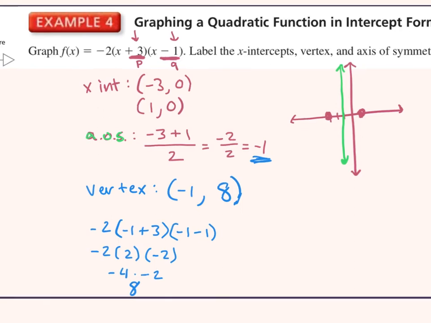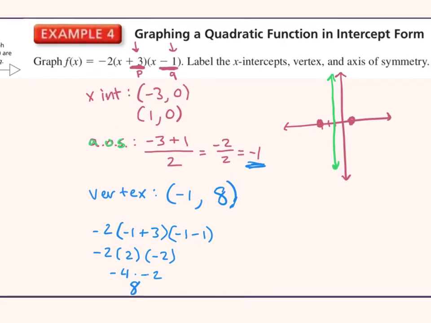So we stay on negative 1 and go up 8. And here we have our vertex, which is 1 point, and then we have our 2 x-intercepts. So we have 3 points, and we can just graph it. So we just connect our points with our parabola.